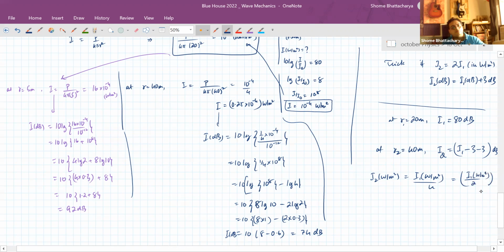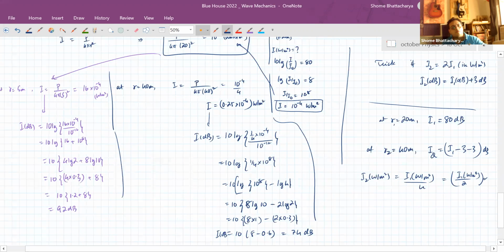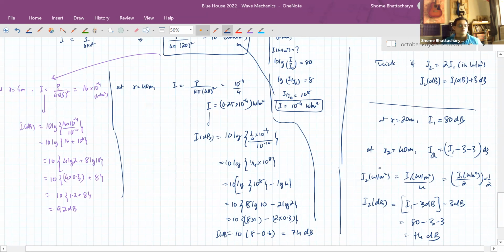That also into a factor of... And similarly, the logic for when it is 16 times, because the distance is made 1/4. So this is just a quick calculation trick you should understand and remember.